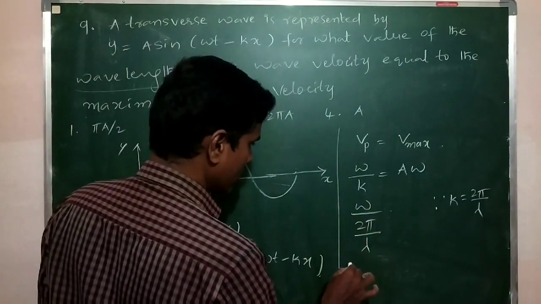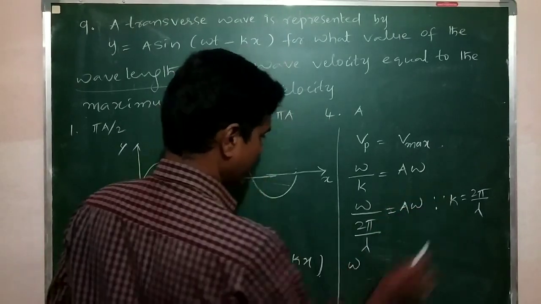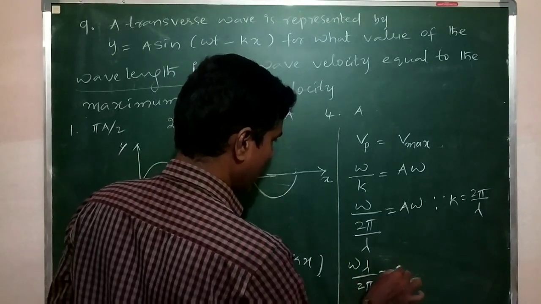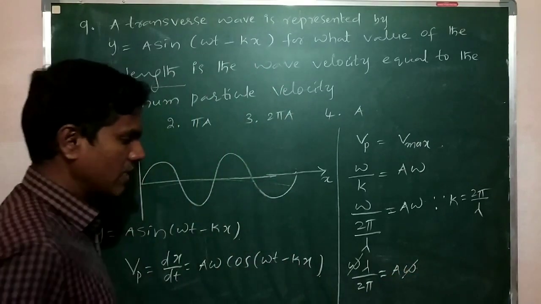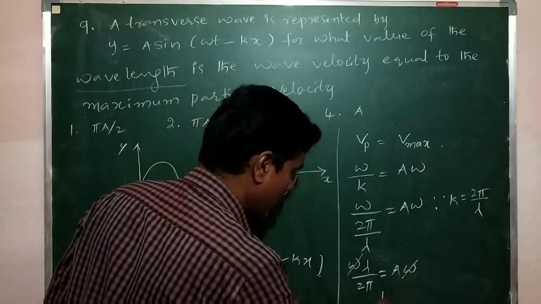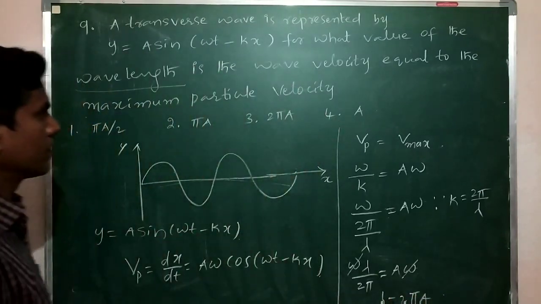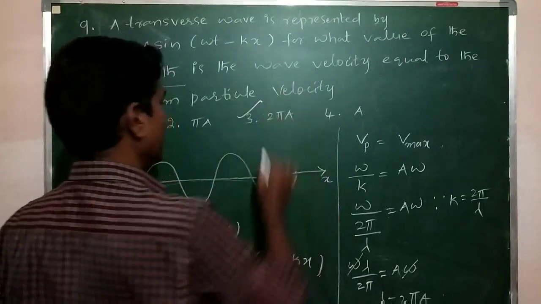Right, now omega lambda by 2 pi equals A omega. Omega gets cancelled. We need to find out the wavelength. Lambda is equal to 2 pi A. So our option is 2 pi A. The third option is the right answer.